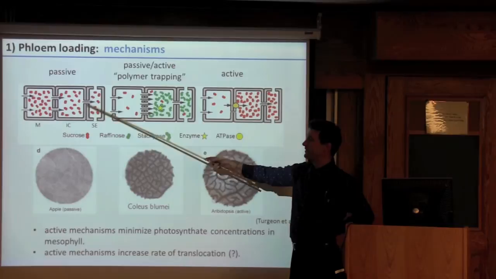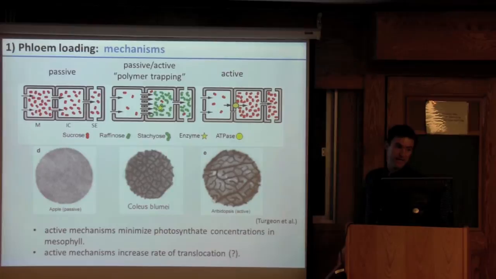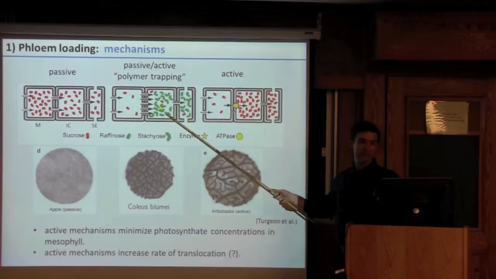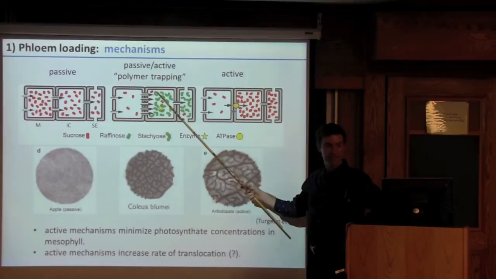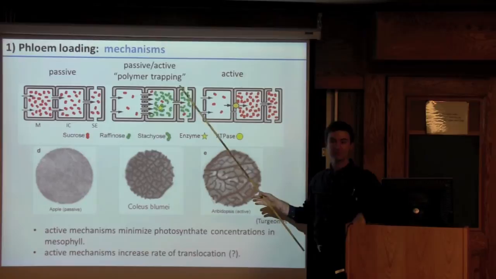A version, a kind of hybrid active-passive process, which is quite intriguing, that I believe is Bob's invention, his baby, is a trapping mechanism where biological energy is expended in the middle of a passive process to presumably increase the gradient in sucrose concentration and improve translocation rates, for example.